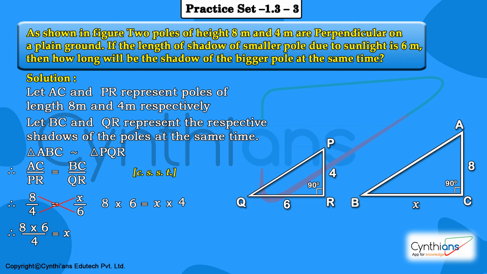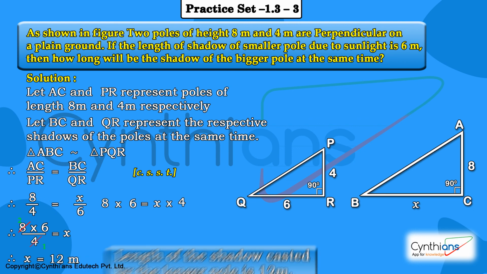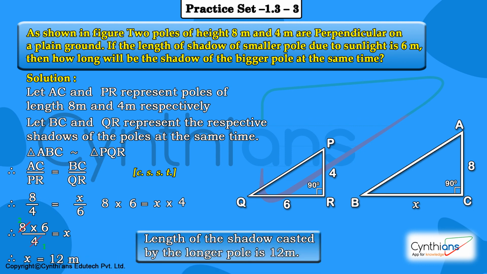We know 8 and 4 are divisible. So 4 ones are 4, 4 twos are 8. And we know it, 2 into 6 is 12. Therefore, X is equal to 12 meters. This is nothing but the length of the shadow casted by the longer pole, which is equal to 12 meters.